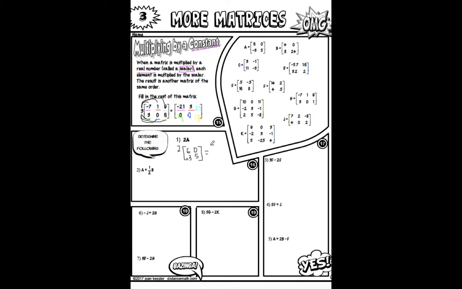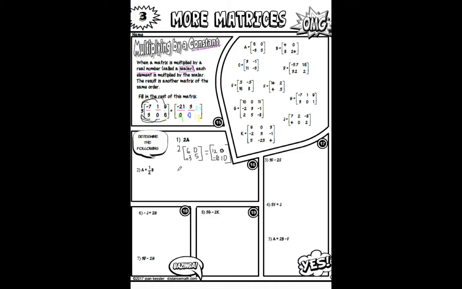So again, like I said, we are just doing multiplication. 2 times 6 would be 12. 2 times 0 would be 0. And I'm getting these matrices from over here in this corner. They give you A through K. So that's where I'm pulling these matrices from. 2 times negative 3 is negative 6. And then 2 times 5 is 10. And this is a 0, by the way. Boom. That would be my final answer.